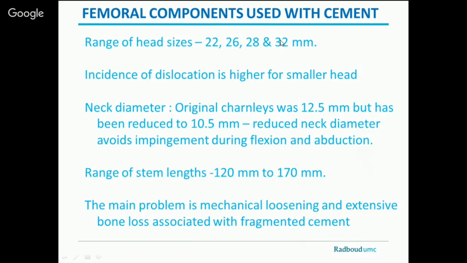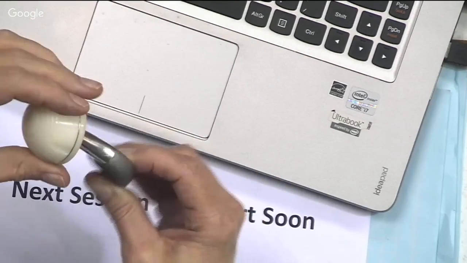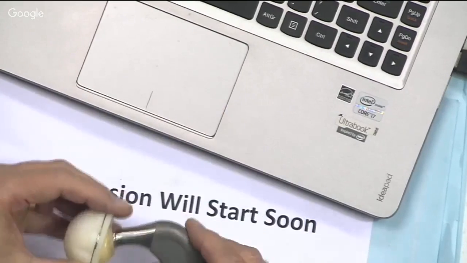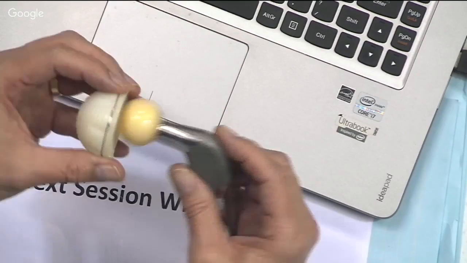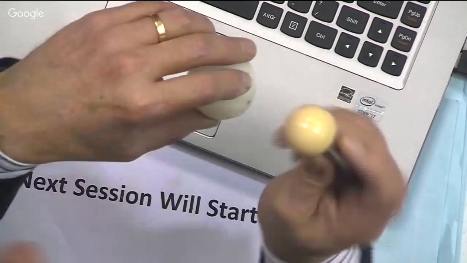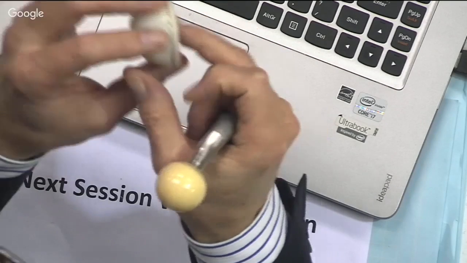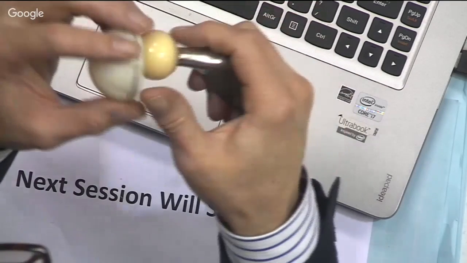But there are also implants with larger heads. And the incidence of dislocation is higher for smaller heads. And I can explain that perhaps. If this head is small, I will hit the boundary of the cup very quickly. If it's bigger, I can move around more. So the surgeon, in terms of stability and range of motion, would like to have a bigger head. But if you choose a bigger head, it means the plastic is thinner. And we cannot have very thin plastic. So there is a balance to be made.